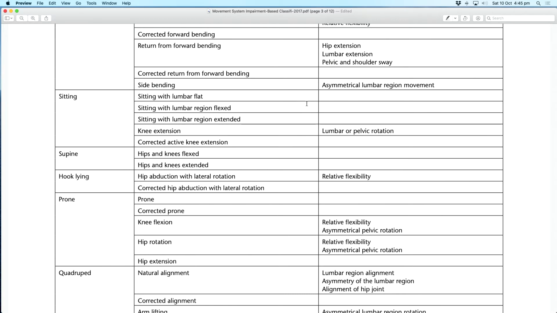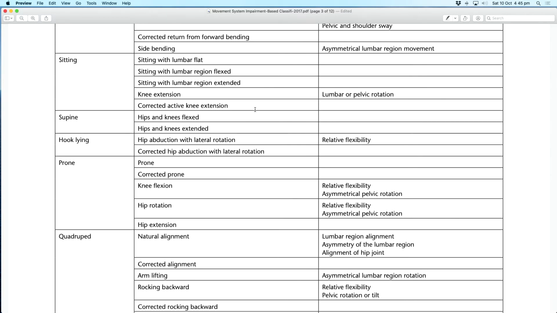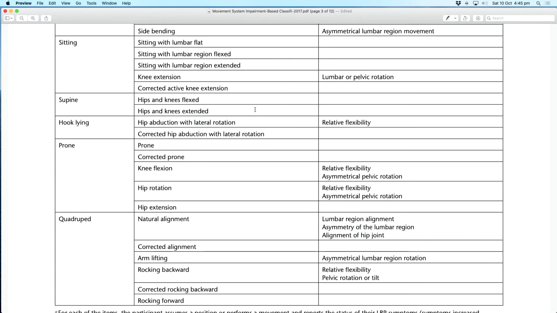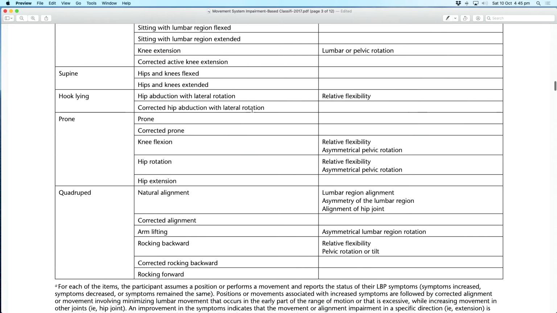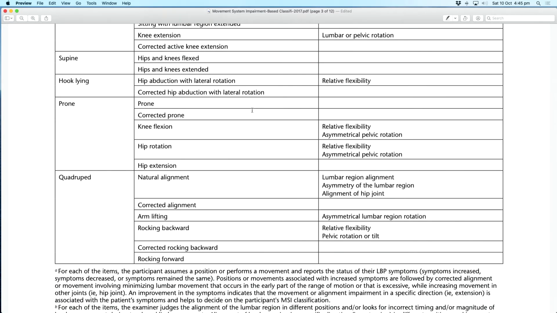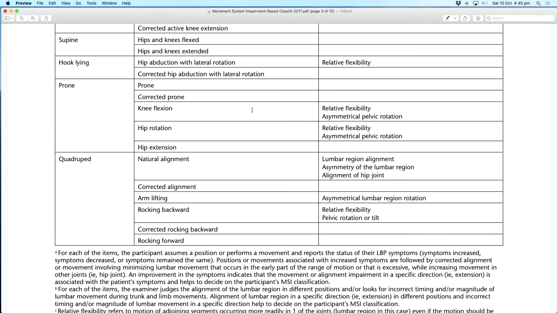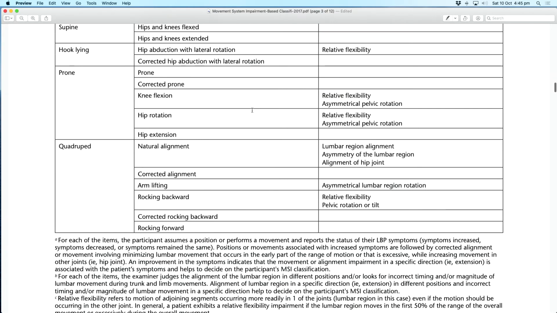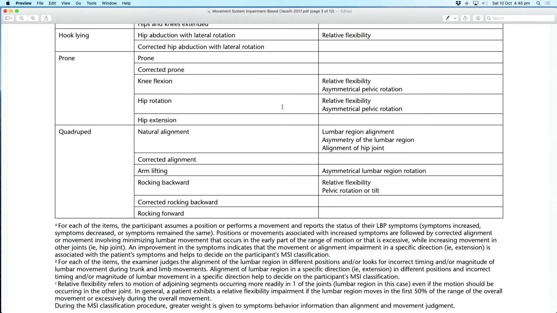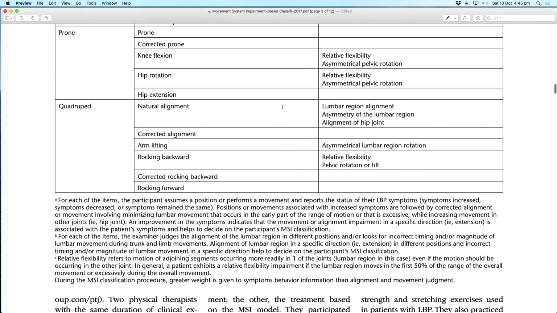They did sitting, looked at different sitting postures. They looked at knee extension in sitting and whether that caused the lumbar spine or the pelvis to rotate. They did supine, lying on their back with knees flexed, knees extended. They did lying on the back with knees bent with hip abduction and looked at their hip flexibility. They corrected their hip abduction. They lay them prone, looked at their relative flexibility between their knees and their hips. They corrected that. They looked for asymmetrical pelvic rotation. They looked for hip rotation, relative flexibility between hips and asymmetrical pelvic rotation. They looked at hip extension.